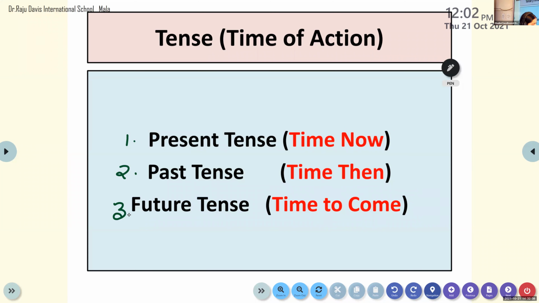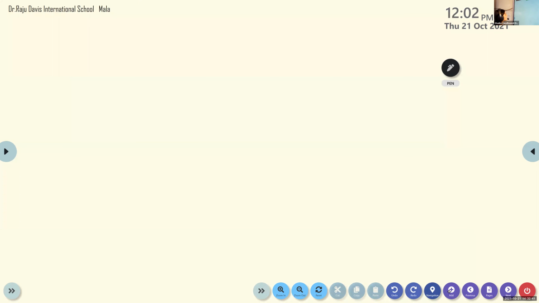Okay, now let me share another point. How can we change or how can we add other forms, children? I said there are 12 forms, right? How can I make these three tenses into 12 forms? Ma'am, we can add tense form to the tenses. Yes, yes, yes.